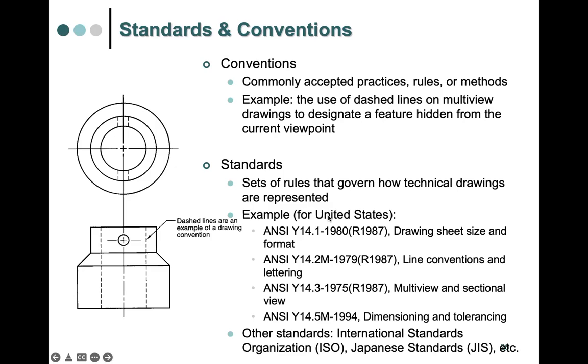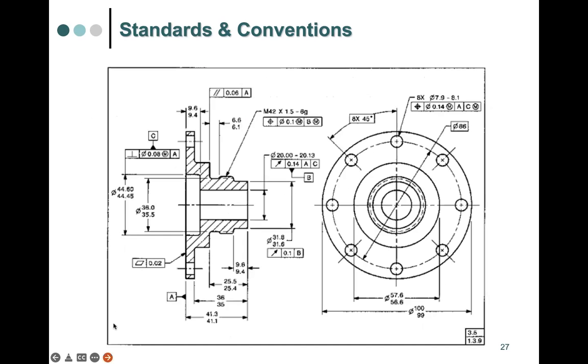For example, in the United States, if you're using ANSI, it covers drawing sizes, sheet size and format, and also line convention and lettering, multi-view and sectional view. There's also another standard, ISO, International Organization for Standardization, or JIS, the Japanese standard, or maybe SNI. We can get that one as well.